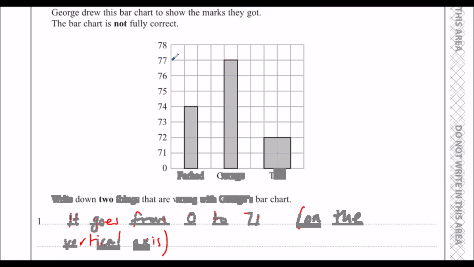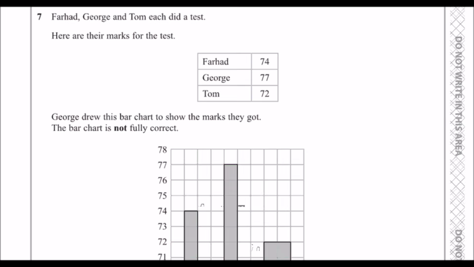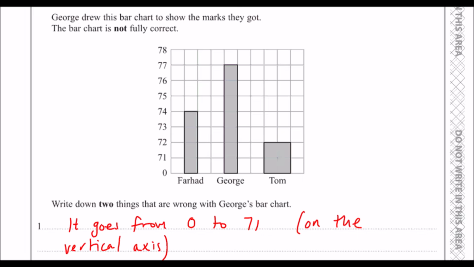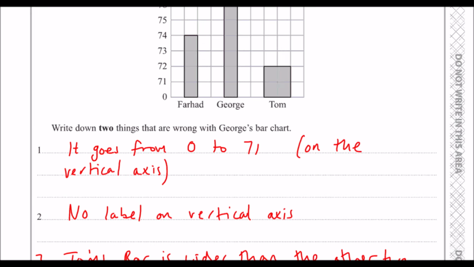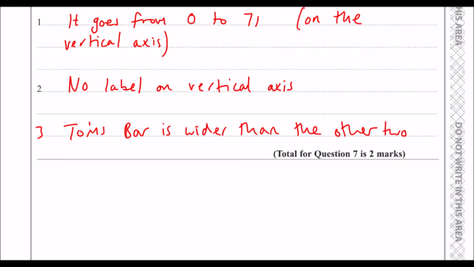And I think that's all we've got. 77, 44, 72, yep. So any 2 of those reasons would be okay.